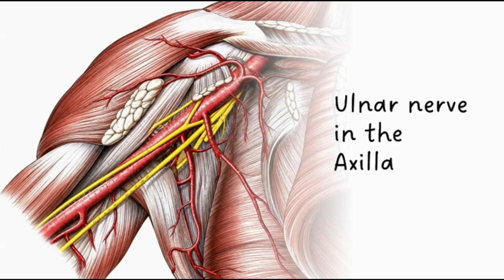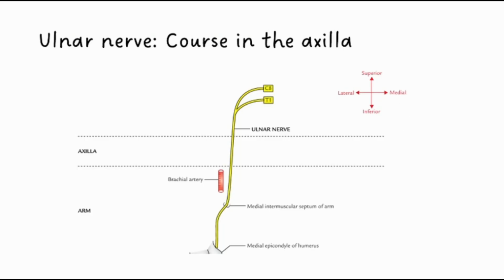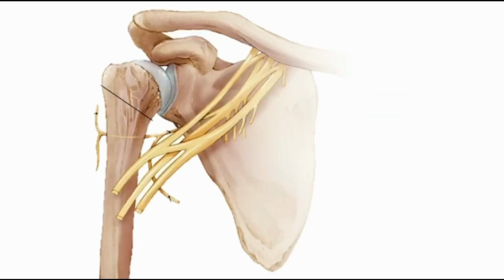Let's look at the ulnar nerve course in the axilla. The ulnar nerve arises in the axilla from the medial cord of the brachial plexus having the root value C8 and T1. It receives a contribution from the ventral ramus of C7, and these C7 fibers in the ulnar nerve supply the flexor carpi ulnaris muscle in the forearm. In the axilla, the ulnar nerve lies medial to the third part of the axillary artery.